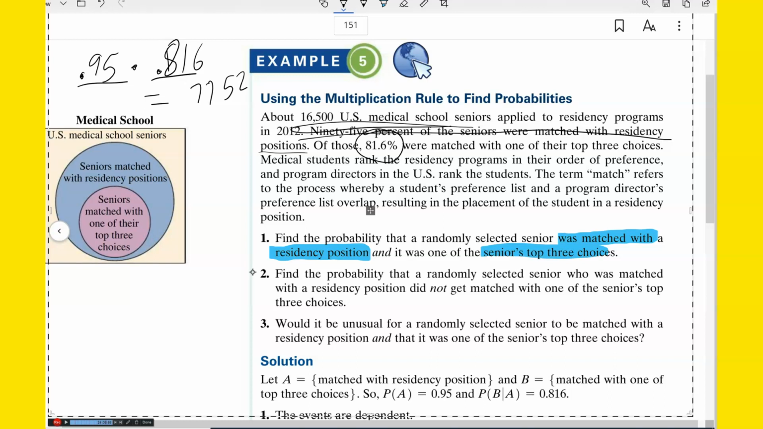It says of those, these were matched. So what's the probability that they weren't matched with a top 3 choice, given that they were part of that 95% that were matched? So it's going to be 1 minus 0.816, which is 0.184.